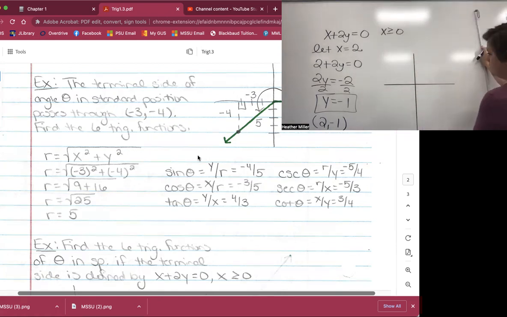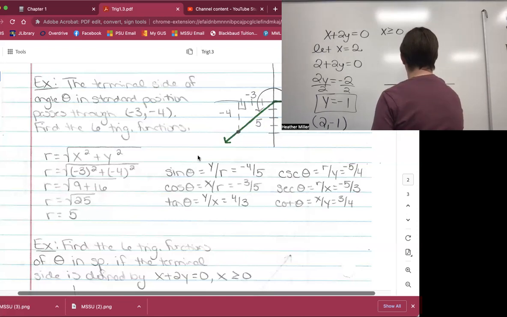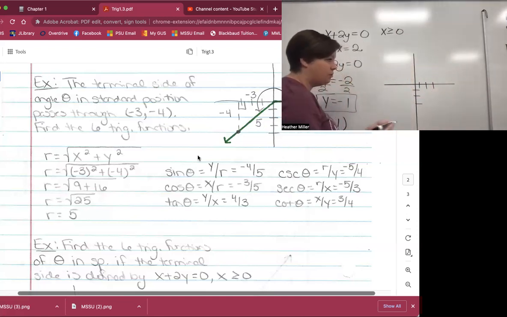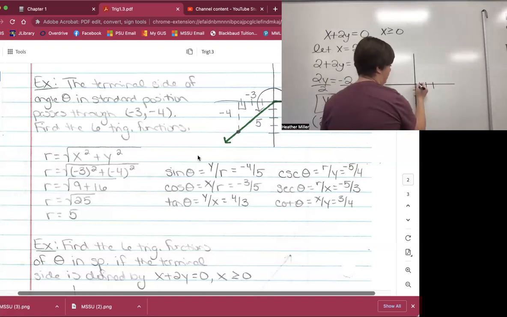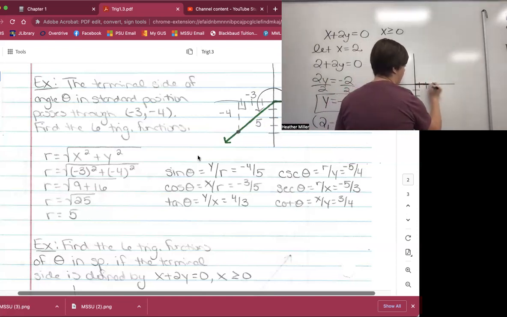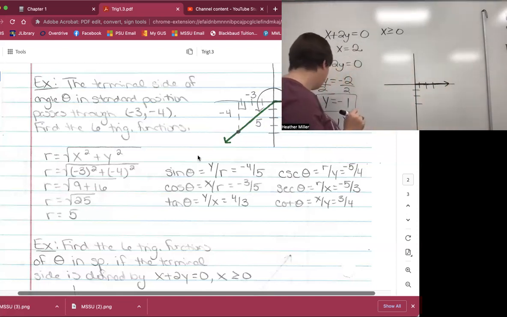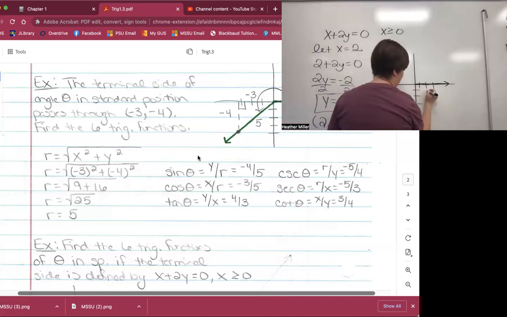Okay. Coordinate system, 1, 2, 3, 1, 2, 3. Standard position means that our angle starts here, and then it's going to shoot around until it hits the point 2, -1. So 2, -1 lies right here. That's where our terminal side is going to go through.